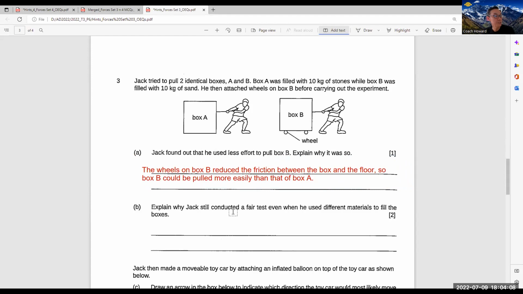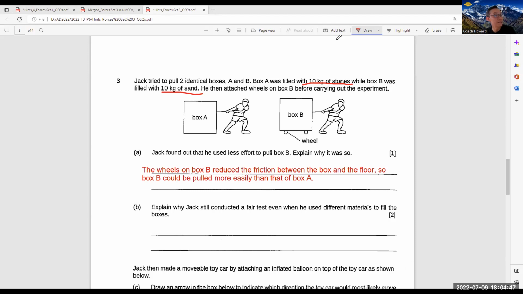Explain why Jack still conducted a fair test even when he used different material to fill the box. Okay, because this one is not affected by the material, right? Because it's the same mass. So you underline this part: fill with 10 kilograms of stone, 10 kilograms of sand. Okay, 10 kilograms of stone is the same mass as 10 kilograms of sand. So you must mention that he used the same mass. Since box A and box B had the same mass, the amount of force pressing between the surfaces is the same.